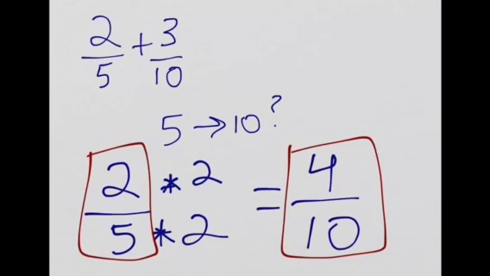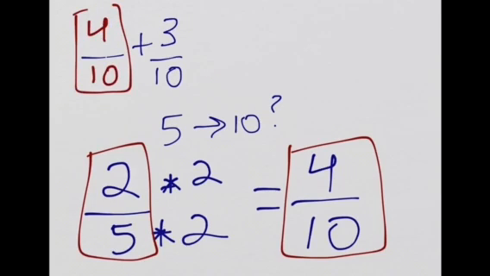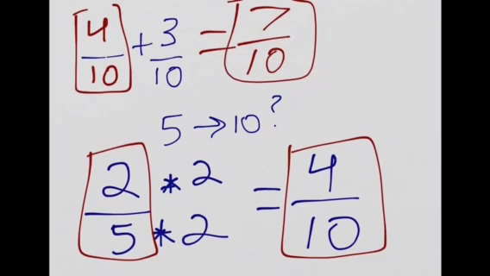So I'm going to take this 4/10 and replace my original 2/5 with 4/10. Remember they're equivalent, so I can do that. And now the denominators are the same, so I can take 4 plus 3, and I have 7/10, and that is my final answer.